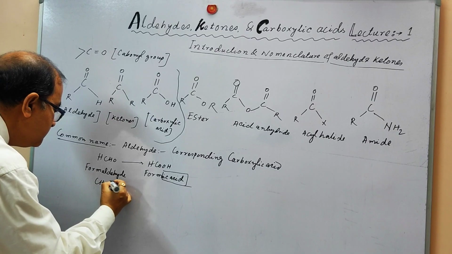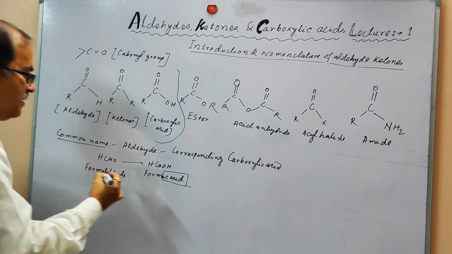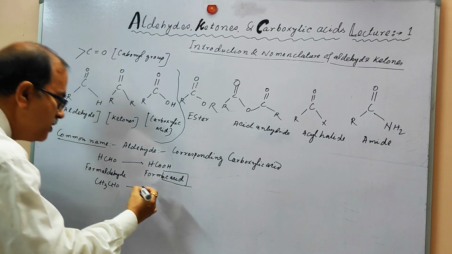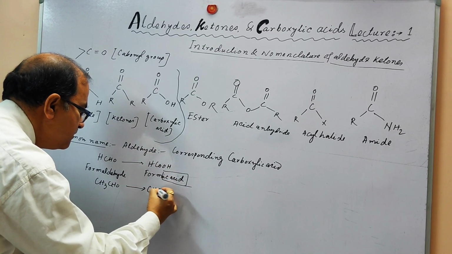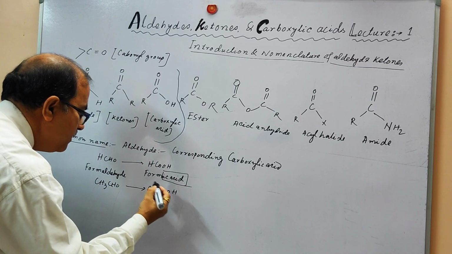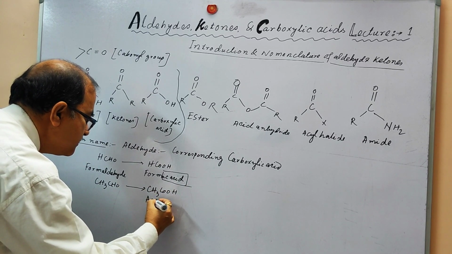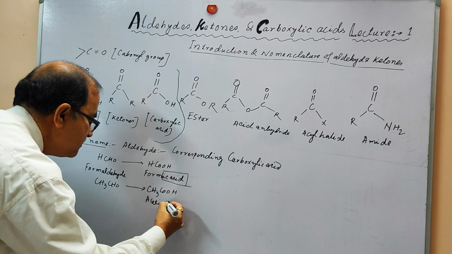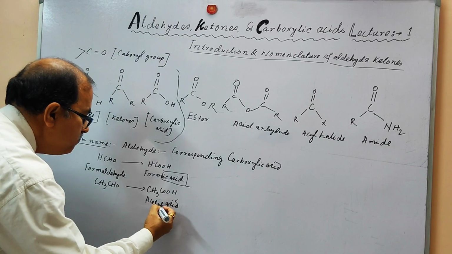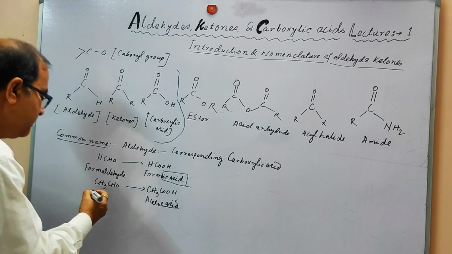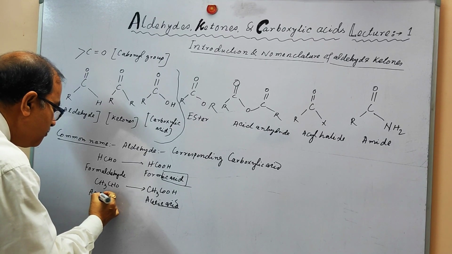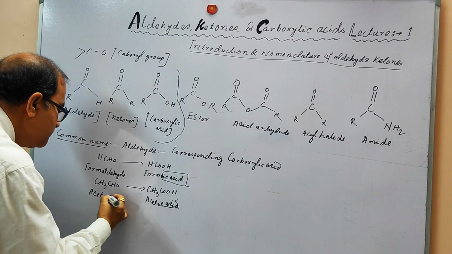Another example is CH3CHO. In this case, its corresponding carboxylic acid is CH3COOH. The common name of this acid we know, it is acetic acid. And so we will replace the ic acid with aldehyde to get the common name of this aldehyde.